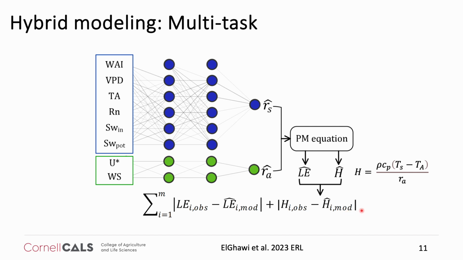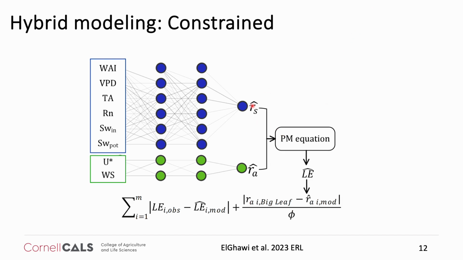So by adding one more task into the hybrid model, these two parameters can be better inferred and constrained to be applied to the Penman-Monteith equation. So another way to address the equifinality issue is to integrate the prior knowledge into the hybrid model.